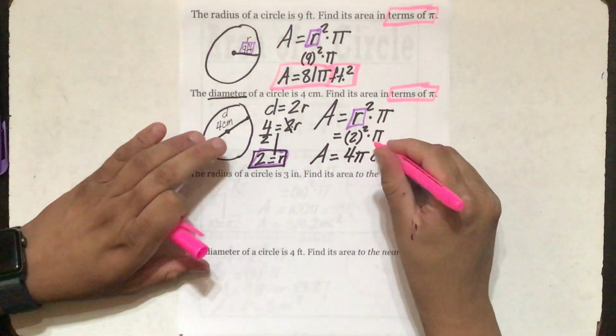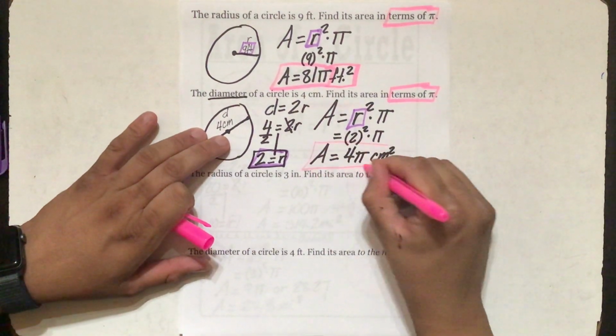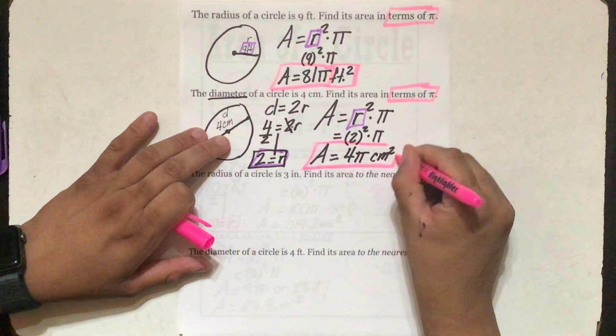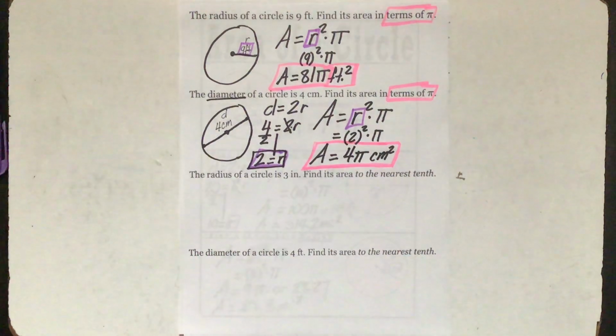So my answer, I left it in terms of pi, because it said here terms of pi, is 4 pi centimeters squared.